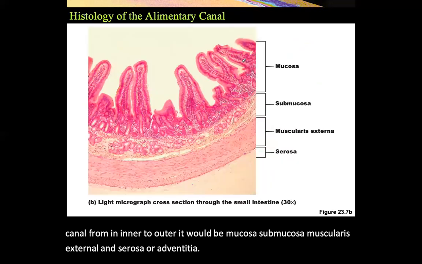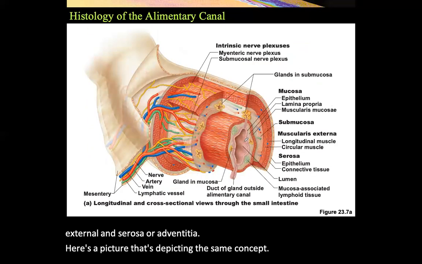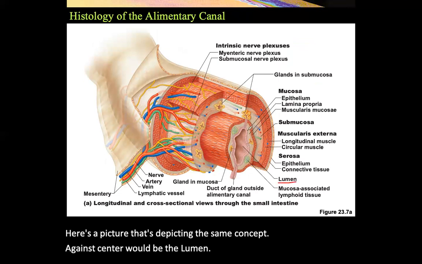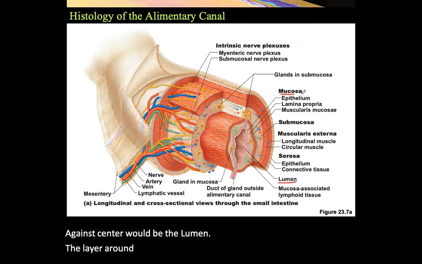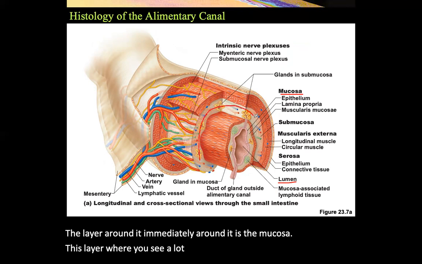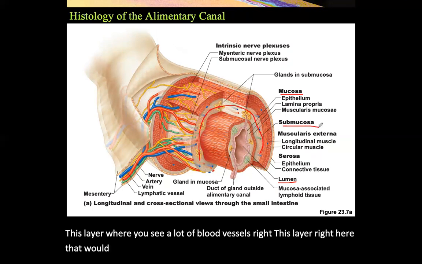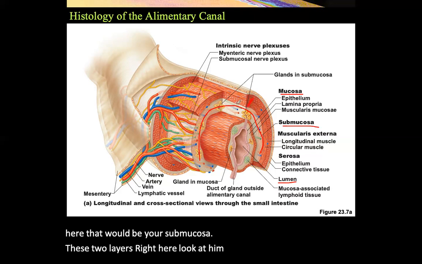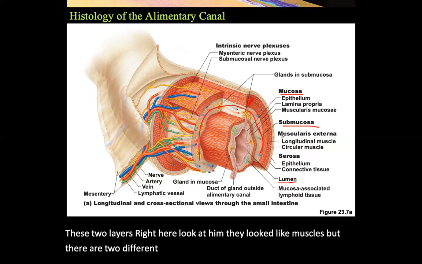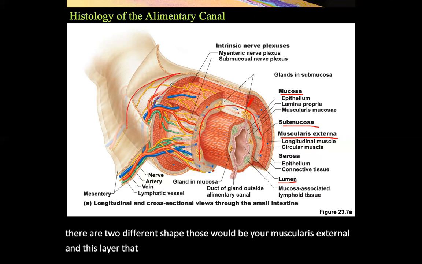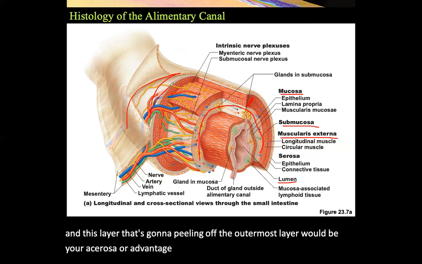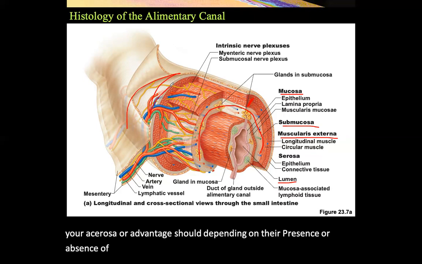Here's a picture that's depicting the same concept. Again, center would be the lumen. The layer immediately around it is the mucosa. This layer where you see a lot of blood vessels, right? This layer right here would be your submucosa. These two layers right here, look at them, they look like muscles, but they're two different shapes. Those would be your muscularis externa. And this layer that's kind of peeling off, the outermost layer, would be your serosa or adventitia, depending on the presence or absence of the epithelium tissue.